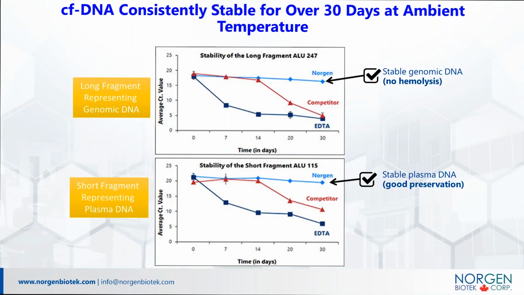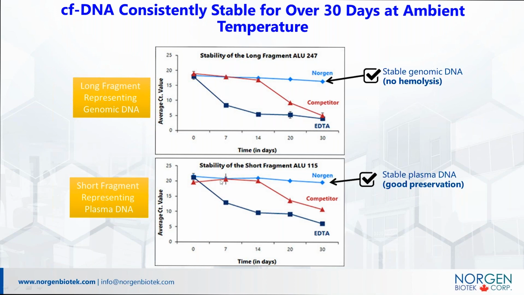So now, since we talked about the main features, this is also a very important feature, where we preserve the cell-free DNA, the small peak, as you saw on the previous slide, for 30 days at room temperature. How we assessed this: our main target was to amplify two PCR targets. One is a short fragment, ALU 115 base pairs, which represents the cell-free DNA, and another target, which is the long ALU 247 base pairs. This represents the high molecular weight genomic DNA.